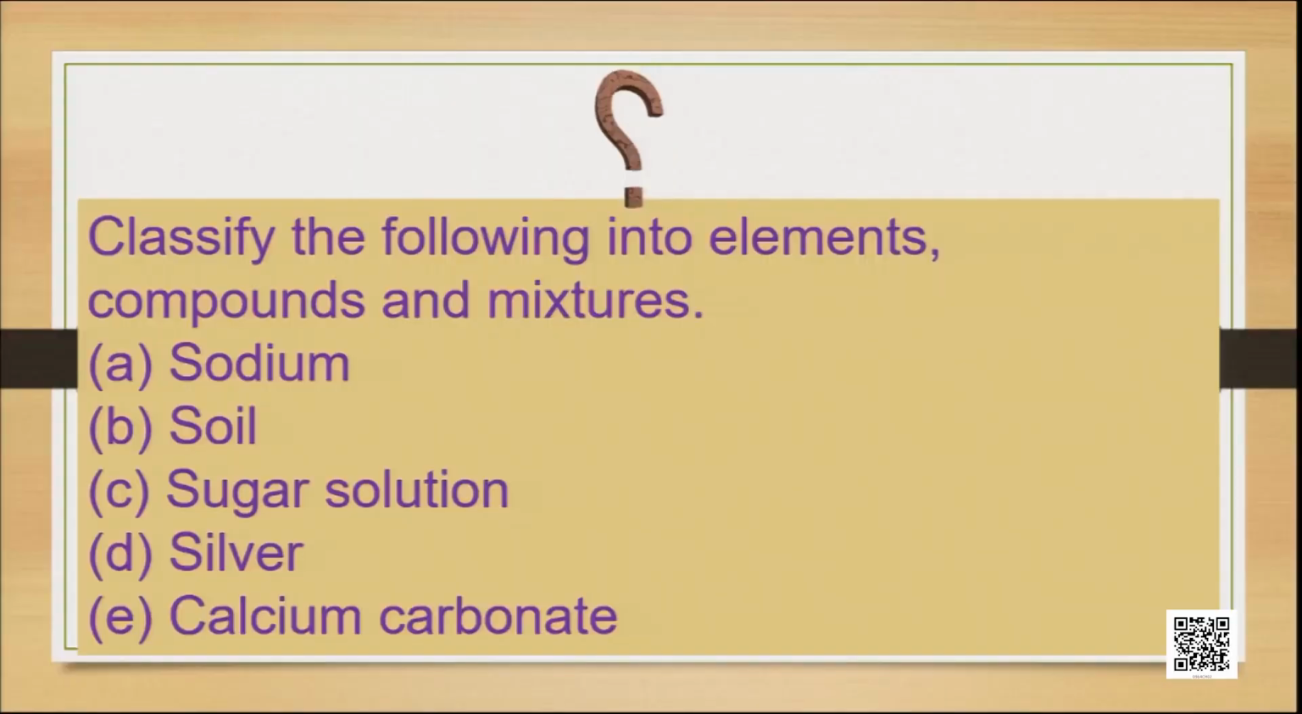Next question in front of you. Classify the following into elements, compounds and mixtures. There are five things given. You have to classify each of them into element, compound or mixture. I think you all can do it. You all can solve it. Let me tell you the answer. Sodium is an element. Soil is a mixture. Sugar solution is also a mixture. Silver is an element. Calcium carbonate is a compound.